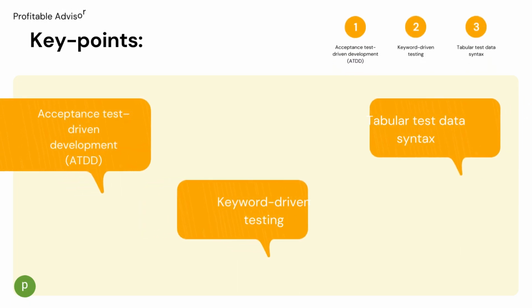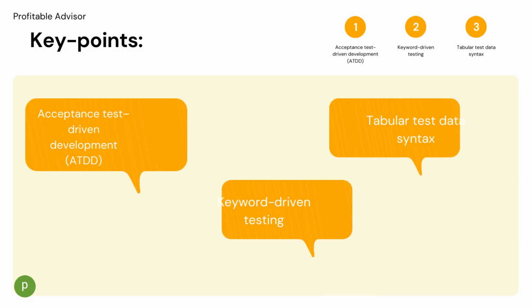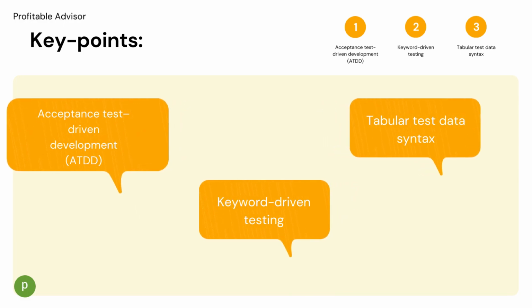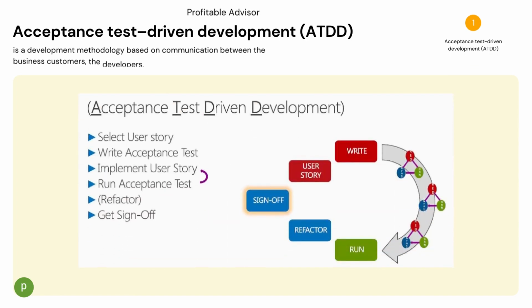Key points. We have seen these 3 points in our previous slides: acceptance test driven development, keyword driven testing, and tabular test data syntax. We will go through these 3 points individually in the upcoming slides and discuss more about them. Acceptance test driven development, ATDD.